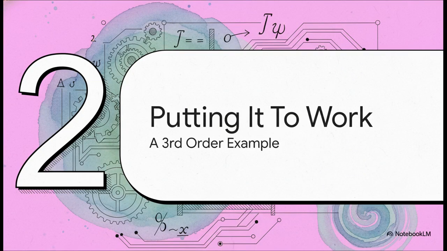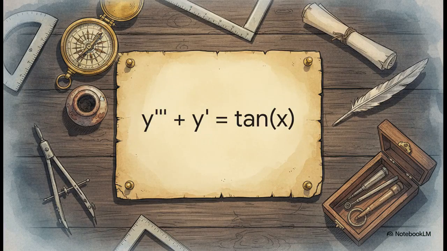All right, enough theory, right? It's one thing to look at a blueprint, but it's another thing to actually build something with it. So let's put this formula into action. We're going to apply it to that tricky third-order equation we started with. Okay, let's lock in on our mission, nice and clear. We need to find the particular solution for y triple prime plus y prime equals tan of x. We've got the tool, we've got the blueprint, now it's time to actually get our hands dirty.